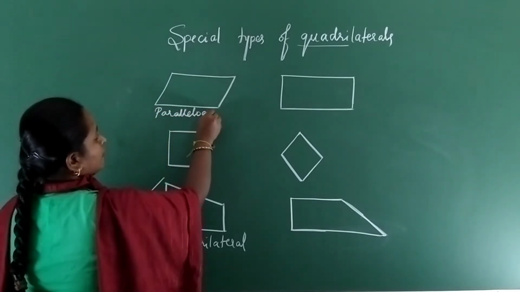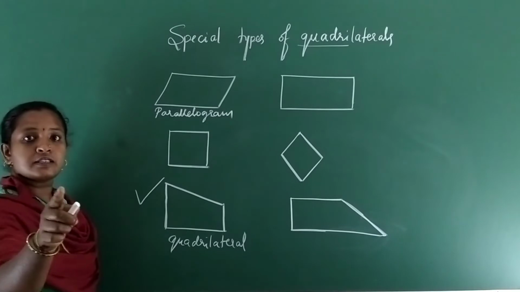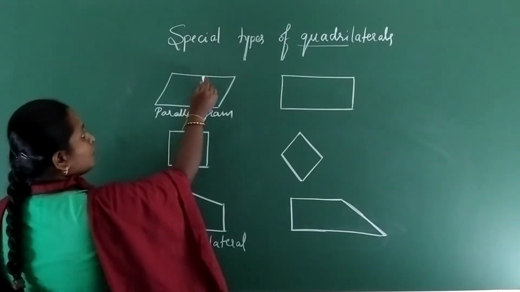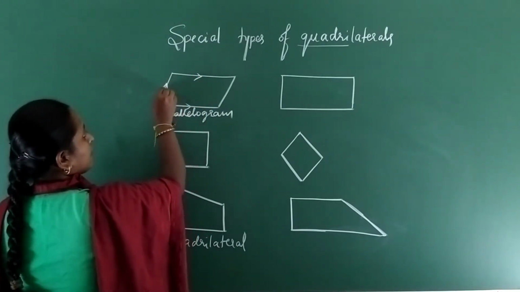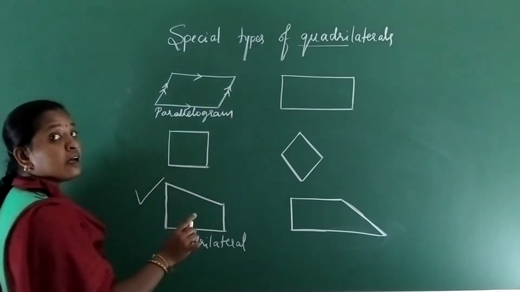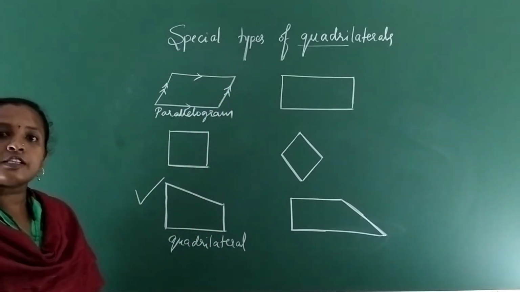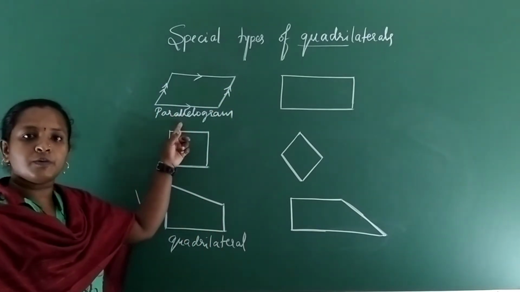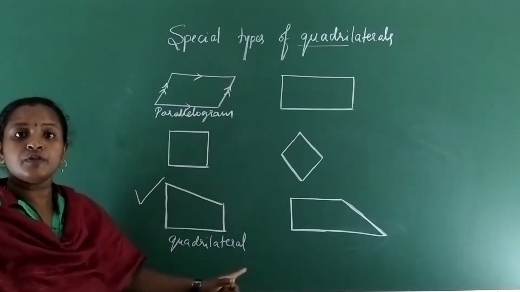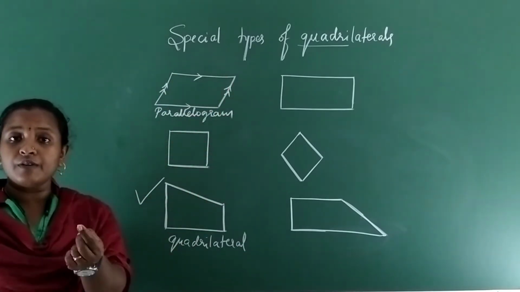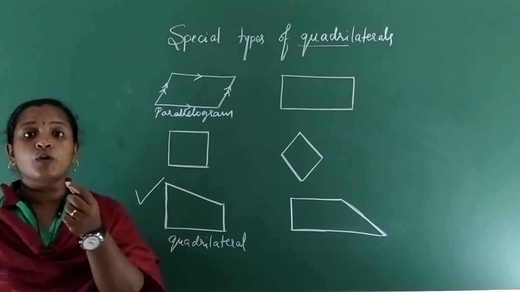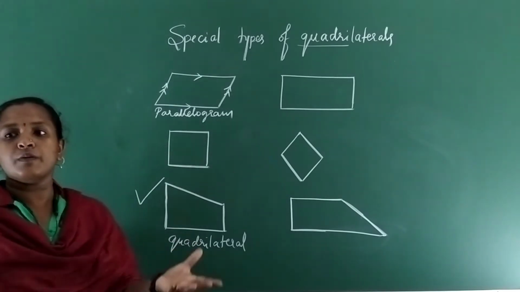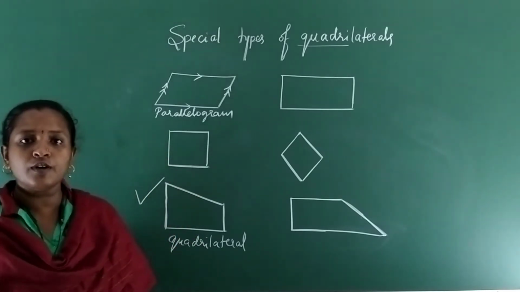Parallelogram. Why is it a parallelogram? Because it has a special feature, that is both opposite sides are parallel. Opposite sides are parallel and equal. This is the special feature for this one. That's why we are calling them special types of quadrilaterals. Each and every quadrilateral has its own special thing.